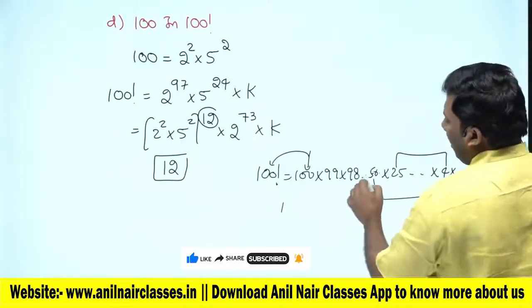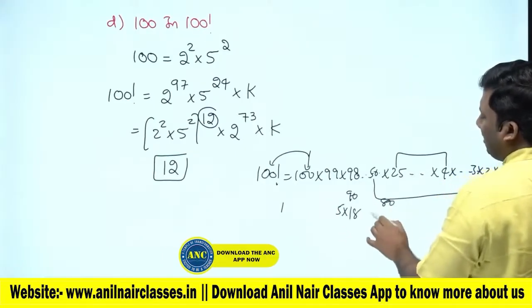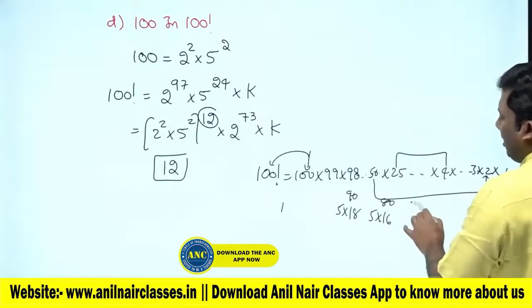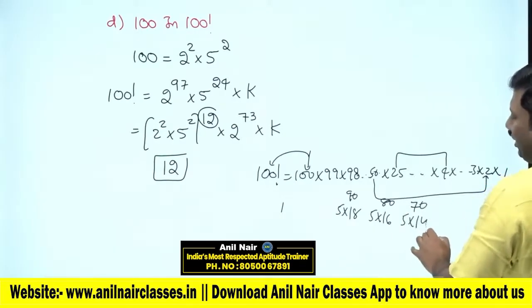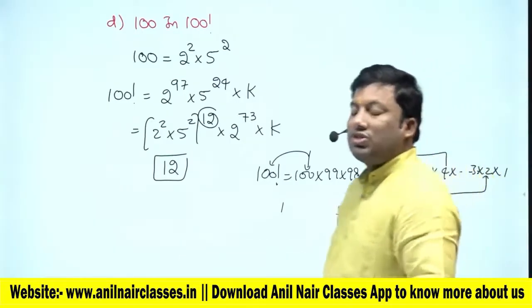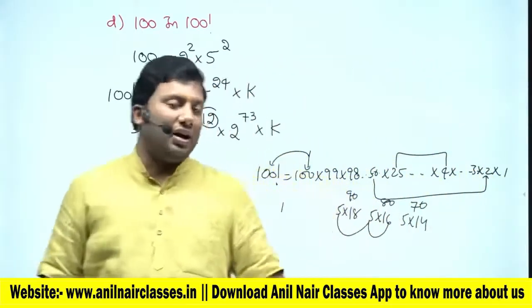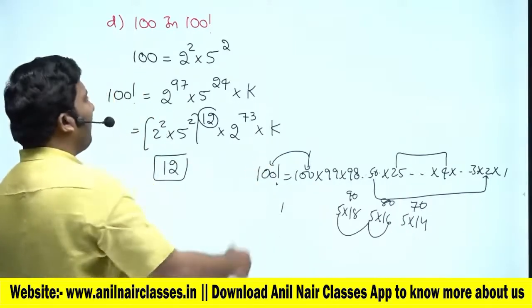In between, at 90 there is 5 into 18. At 80, there is 5 into 16. At 70, it is 5 into 14. Here, 5 into 5 is 25, and 25 into 16 is a multiple of 200. There are so many powers of 100 that we are getting in 100 factorial.